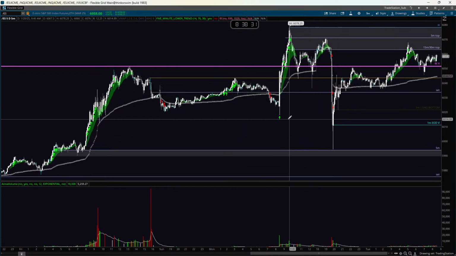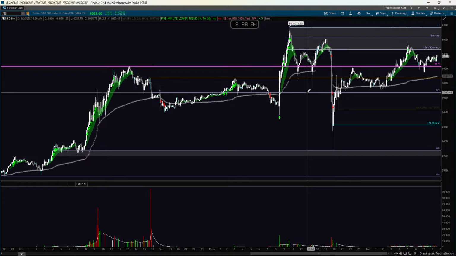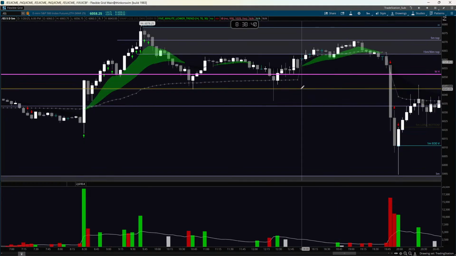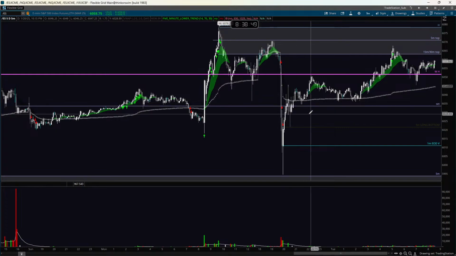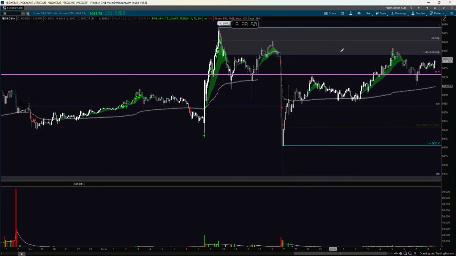Settlement price kind of cleared it. I don't know how much I feel about it. Probably not gonna trust that. But you can see that price really did respect this area during this session. All right, and this is when the market's supposed to be closed. So we're gonna get rid of that. Okay, we're done with this.